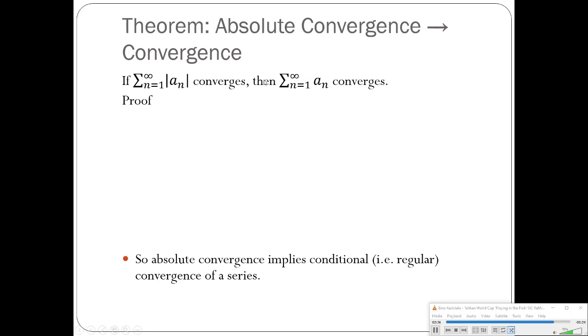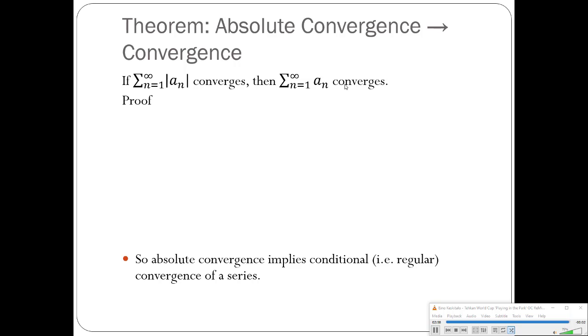So here's the theorem I was talking about. If a series absolutely converges, then it must converge just regularly without the absolute value. So how does this work? Well, the proof of it is actually pretty simple.